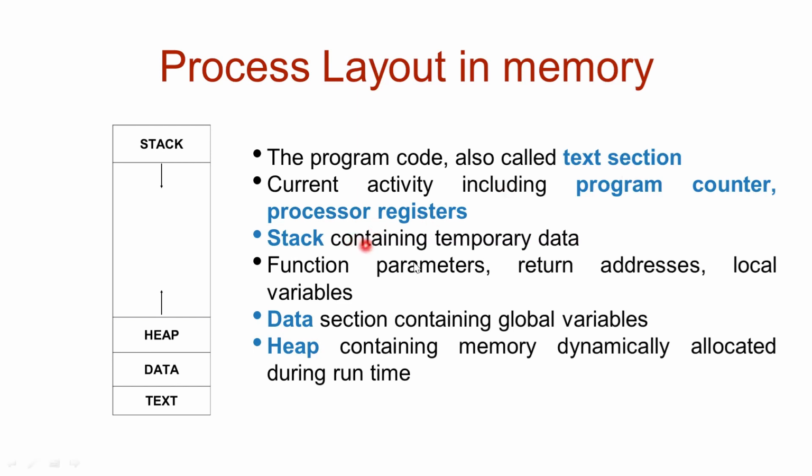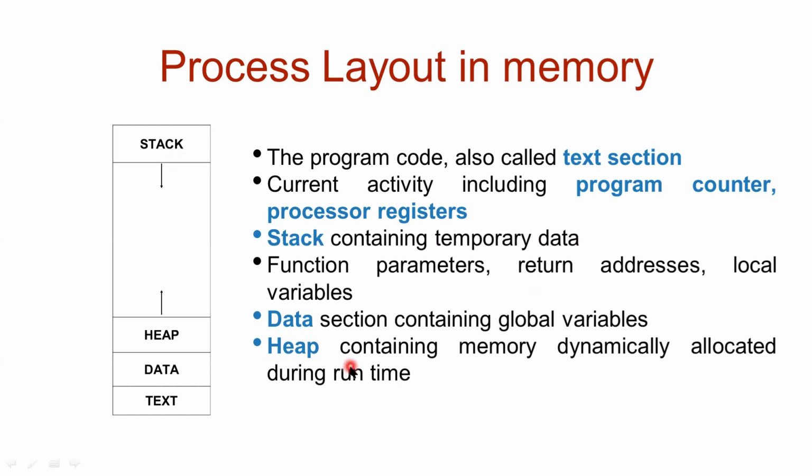Next comes the stack section. The stack section contains all the temporary data, function parameters, return addresses, and local variables. Your program will be full of functions. So there can be a function call like F1 calling another function F2, and F2 calling another function F3. When F1 calls F2, the return address of F1 will be put on the stack. When F2 calls F3, the return address of F2 will be put on the stack. And when F3 calls F4, the return address of F3 will be put on the stack, and so on. The order of execution will be F3, then F2, and then F1. So all these return addresses need to be stored somewhere, and that memory area is the stack memory area. Every process will have its own stack area.